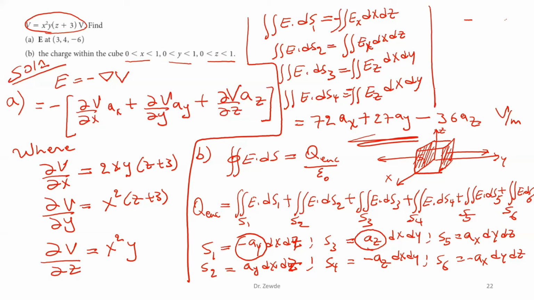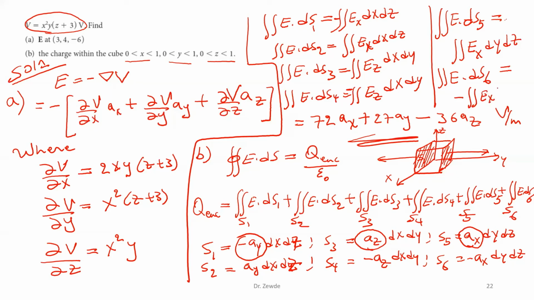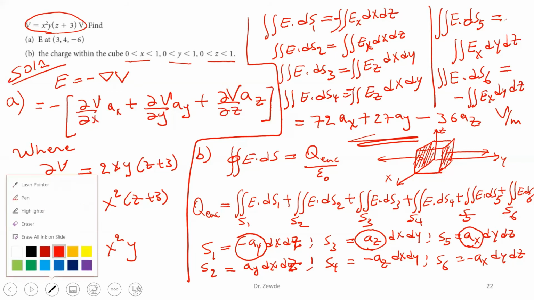So the integral of E dot ds5 will be, again, S5 is along the x-axis, so this should be Ex dy dz, and again the integral of E dot ds6 will be minus Ex dy dz. So in this way we can determine the value.